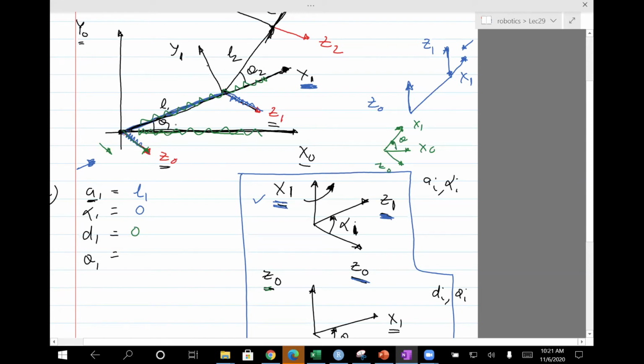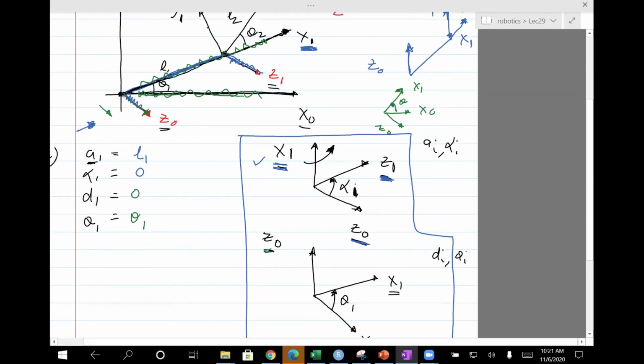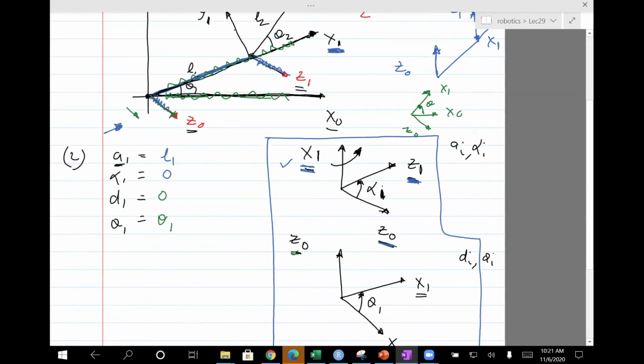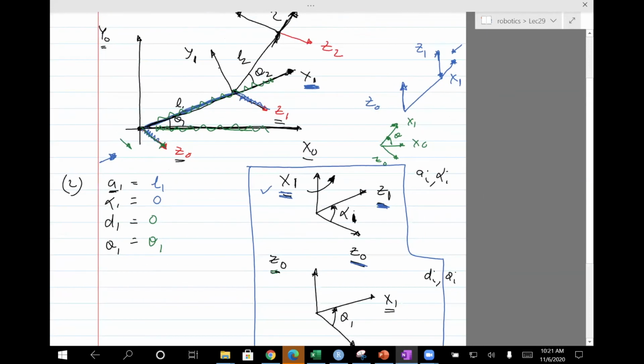And you can see that's theta 1. So this is going to be theta 1. So that's the first line of the DH table. Okay, so that's how you do it. It's not hard once you start figuring out what these A's and alphas are.